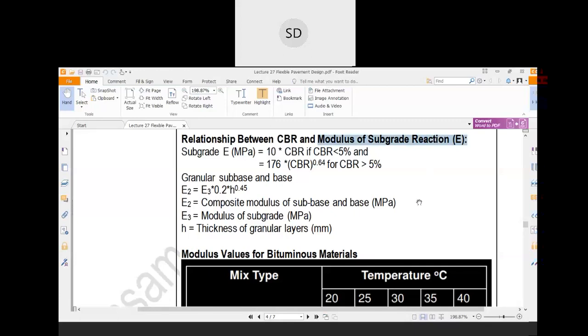Now, this plate load test is generally a complicated one. You need much more time than for the CBR test, and the setup is also a little bit more complicated than for the CBR test.